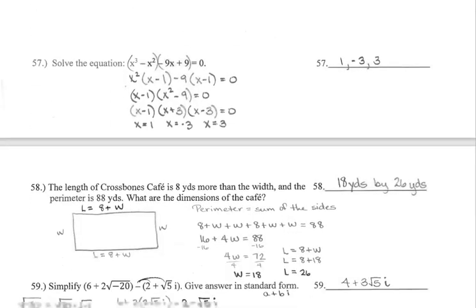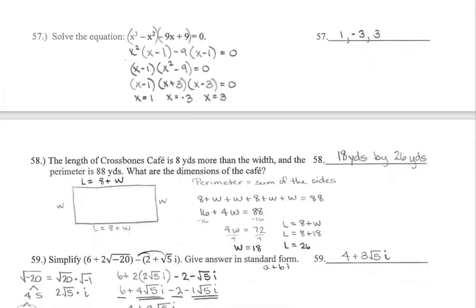All right, then for 57, we have 4 terms. So when we have 4 terms, we factor by grouping. So I'm going to group those first 2 terms together, and I'm going to group my last 2 terms together. Okay, so look at those first 2 terms and see what is your greatest common factor that you could take out. So you could take out an x squared. So if you take out an x squared, you're left with x minus 1. Then over here, I could take out a 9 or I could take out a negative 9.